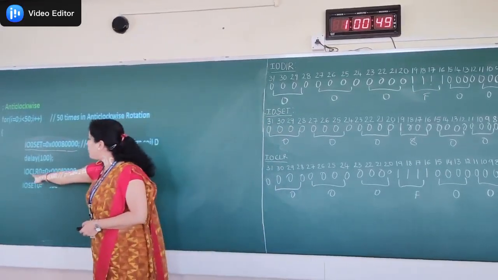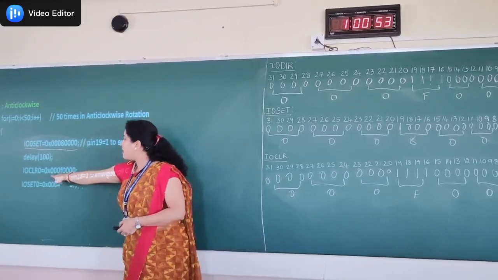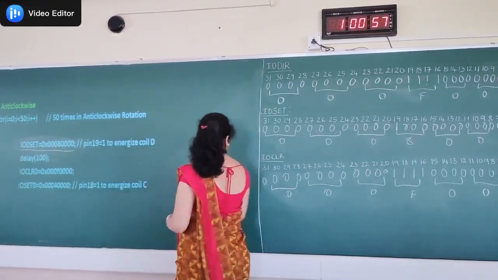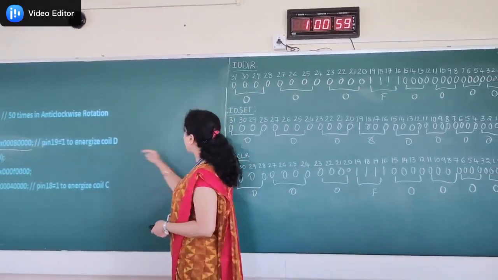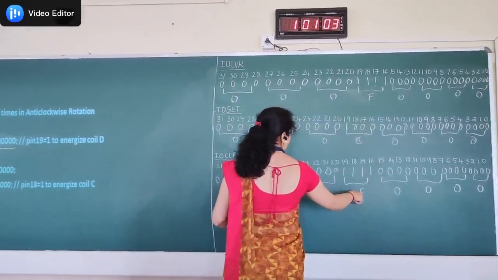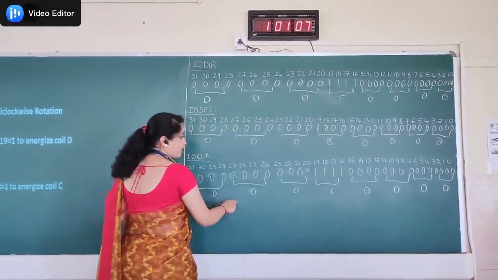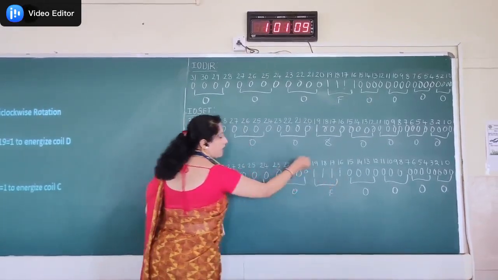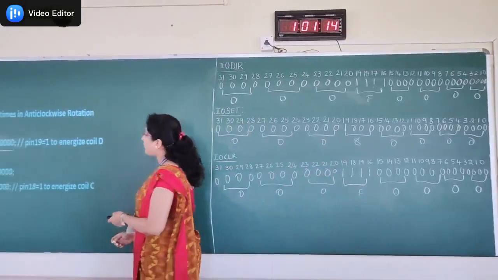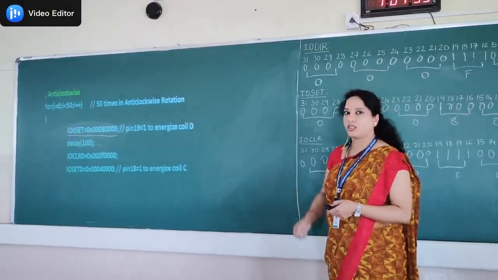For this we are going to use IOCLR0 and the same value is placed, 0x000F0000. So this we are going to place F on pins 16 to 19. So when you place 1s on pins 16 to 19, you will get this value. So this will clear pins 16 to 19.